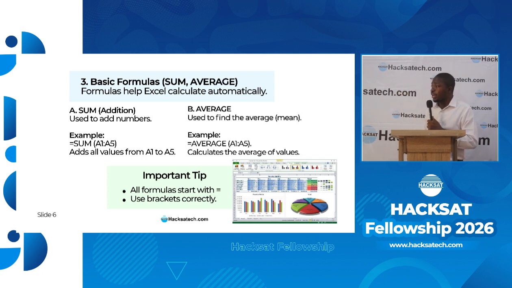For example, =SUM(A1:A5) adds all values from A1 to A5. Then B, average, used to find the mean. For example, =AVERAGE(A1:A5) calculates the average of the values.